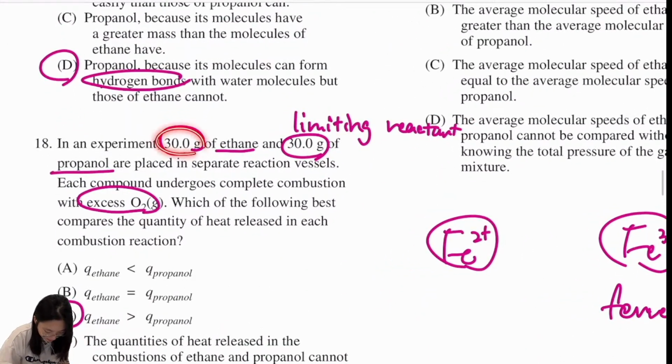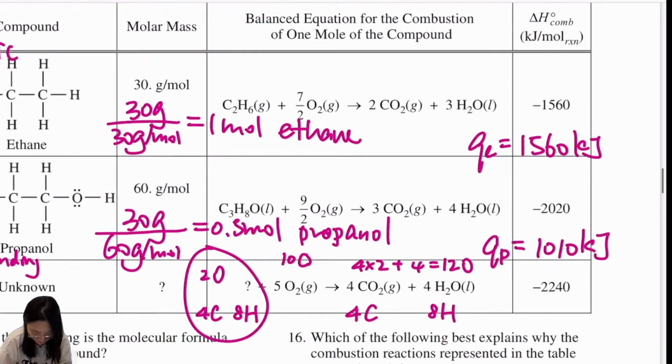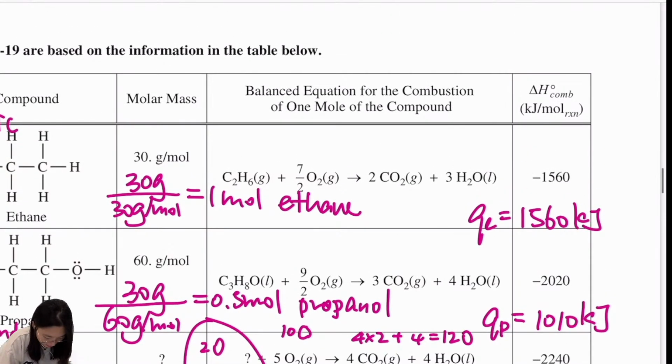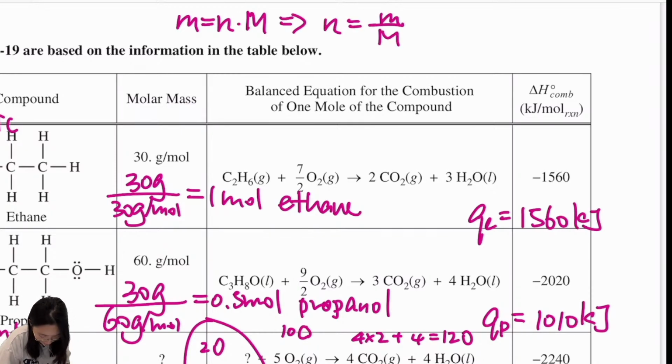So now we have 30 grams of ethane and 30 grams of propanol. So the mass is the same. But what really matters when it comes to the enthalpy change for a reaction is not the mass, it's the number of moles. Because for enthalpy change of combustion or formation or the reaction, we always measure it using a unit of kilojoules per mole, not per gram. So I will have to figure out the number of moles of the propanol and ethane. How I do it is mass is equal to number of moles times molar mass, which means number of moles is equal to mass divided by the molar mass.